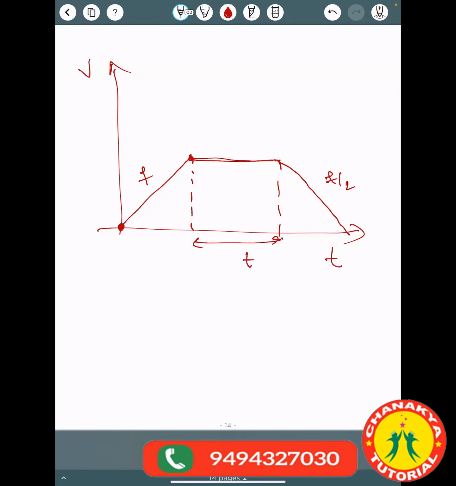So let me read it. A car starting from rest accelerates at a rate of F through a distance S. Through a distance S means what? This area is given as S, right? Because the area under the v-t graph gives me distance. Correct? So what is this area? This area is nothing but V into T. Now come here. What is this area?